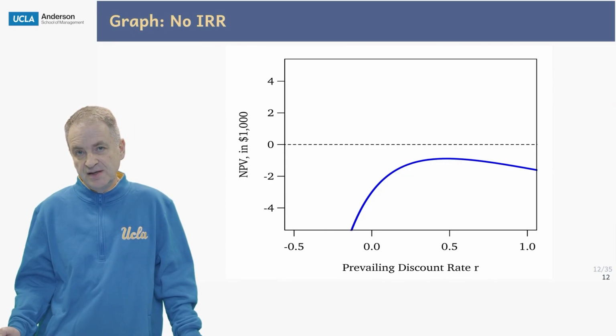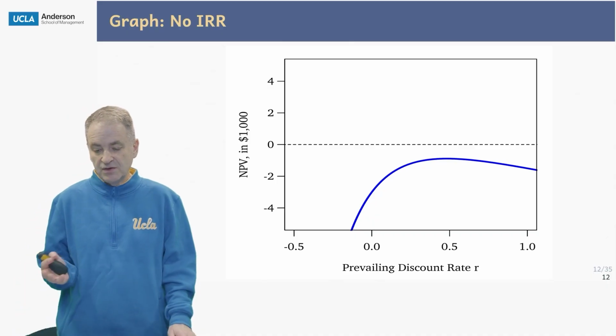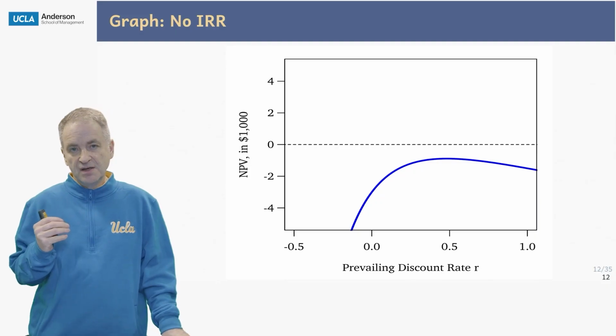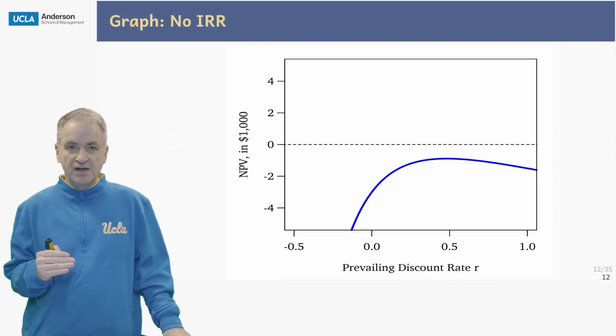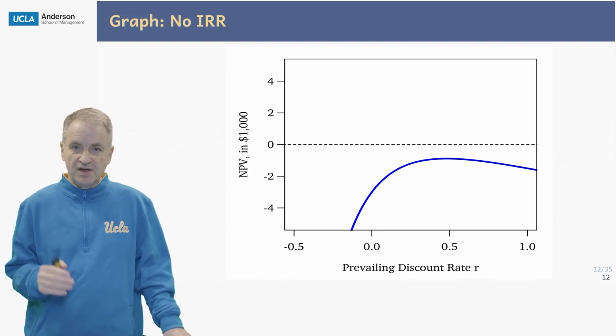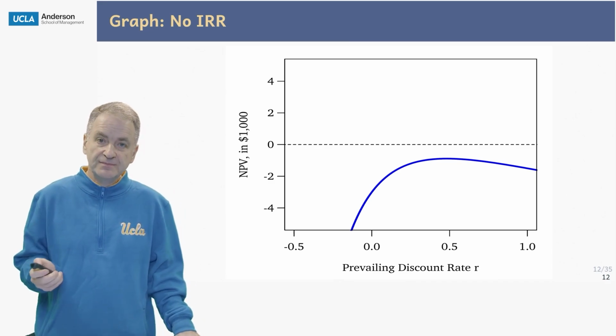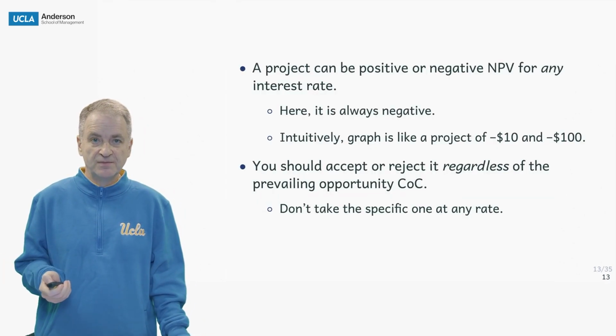And the answer is here. It turns out, in this case, there is no discount rate that will make the present value of the project positive. That means you should never take this project. That can happen with the internal rate of return.